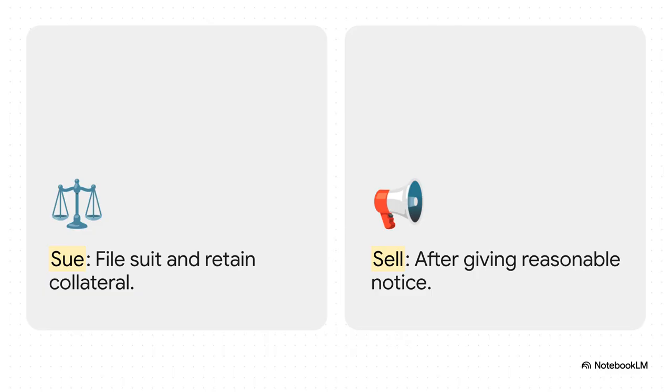Option A, sue and retain goods. The pawnee may file a suit and retain goods as collateral. Option B, sell goods. The pawnee can sell goods after giving reasonable notice and can recover deficiency if sale proceeds are insufficient. I want to emphatically dissect option B for a moment.